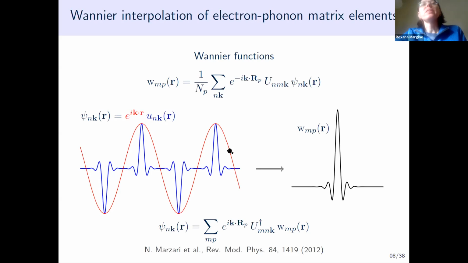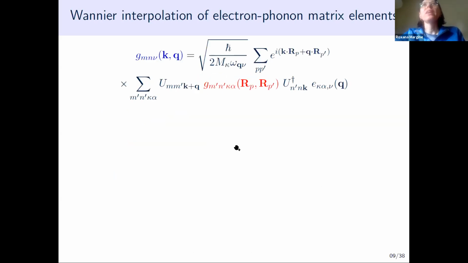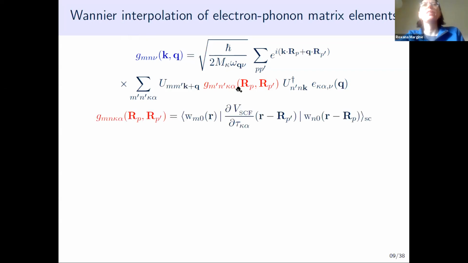Now, if you remember, I said that the electron-phonon matrix element contains 3 parts. You can imagine we can do a transformation for each of those objects: the Bloch function on the left, the Bloch function on the right, and the change in the potential. And we can formalize that by finding an expression for the electron-phonon matrix elements in the Bloch representation as a function of the electron-phonon matrix elements in the Wannier representation, which are shown here in red.